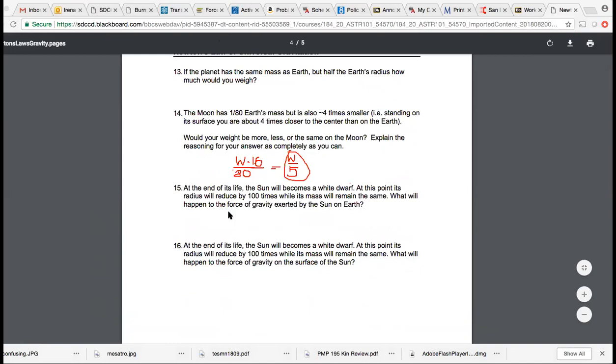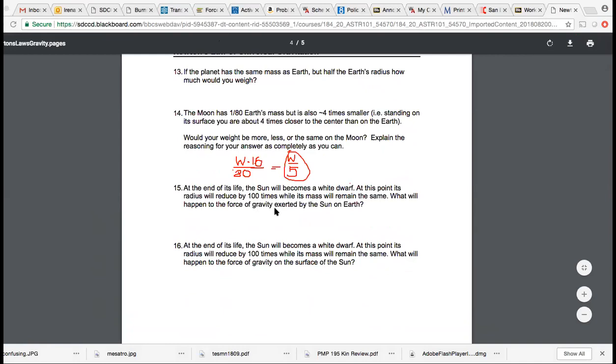Okay, number 15. This is all correct. This is all like, what's coming up. So at the end of its life, the sun will become a white dwarf. Our sun? Yes, our sun. So at this point, the radius will reduce by 100 times. And I don't know if you remember, but the sun is 100 times bigger than the Earth right now. So that means the sun will end its life being basically the size of the Earth.